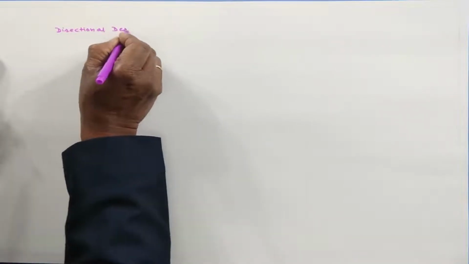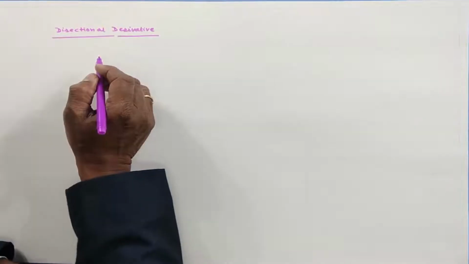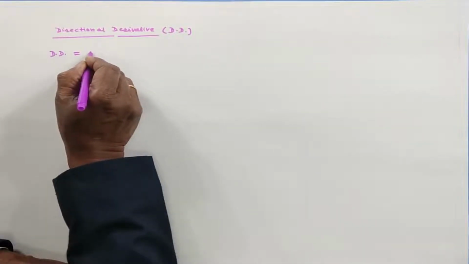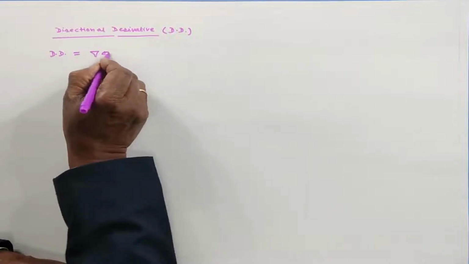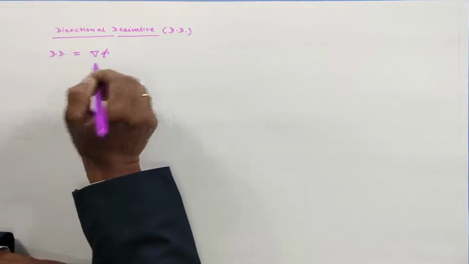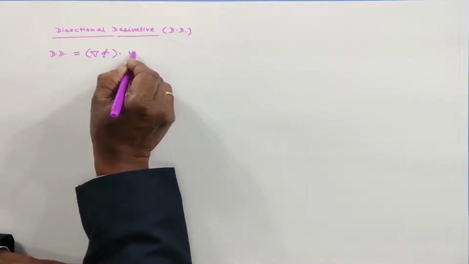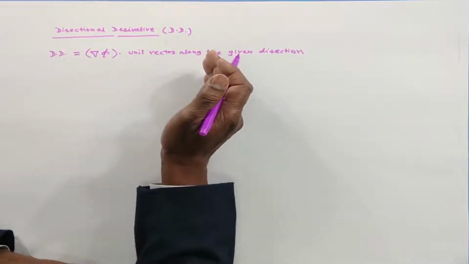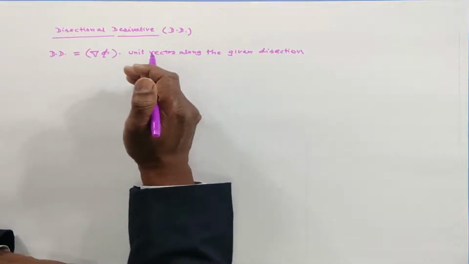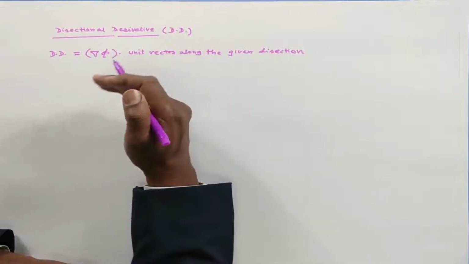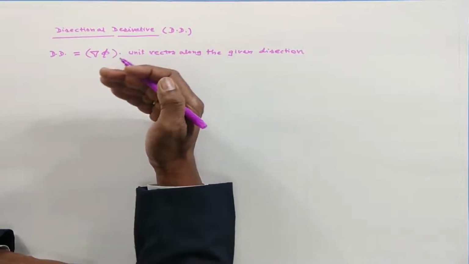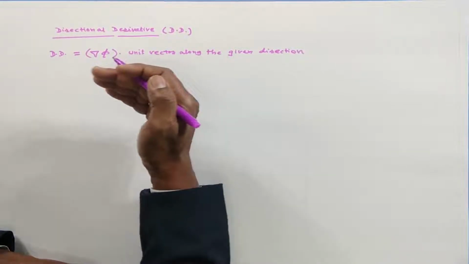One problem on directional derivative is asked in examination. In short, how to find it? The directional derivative is the gradient of the scalar point function, which will be provided to you, dot the unit vector along the given direction. The direction will be provided to you directly or indirectly. The direction of the unit vector may be along the tangent or normal to the surface, or you may be given the direction towards a particular point.